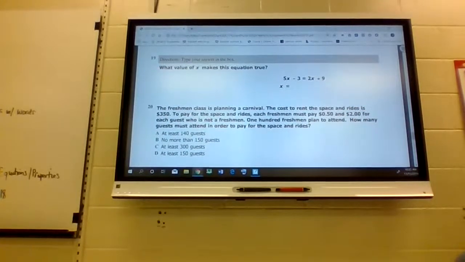19, directions. Type your answer in the box. What value of x makes this equation true? 5x minus 3 equals 2x plus 9.